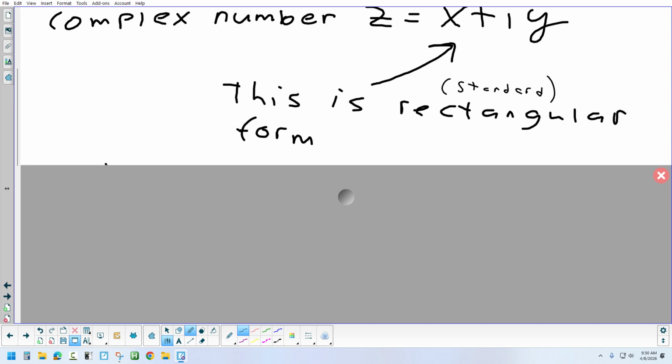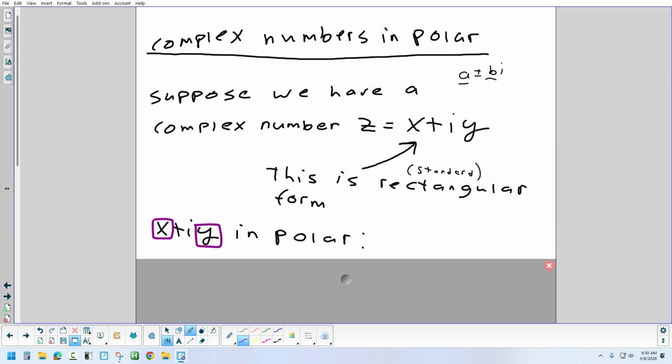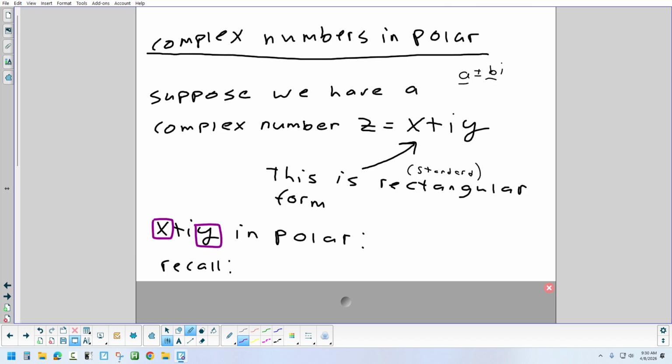When we do things in polar, we don't use X and Y. What are the 2 letters we learn to use in polar? R and theta. So what we have to do is, if you want to take a number that's a complex number and it's in standard form, that can't be there, and that can't be there. We need to get rid of those 2 things. Now, that's pretty easy to get rid of those 2 things.